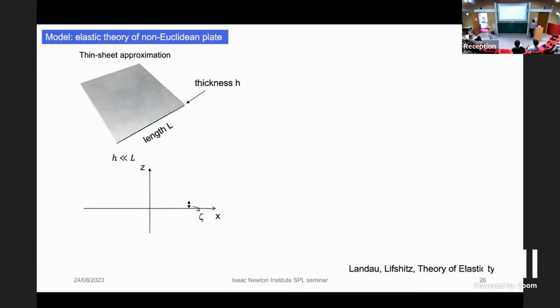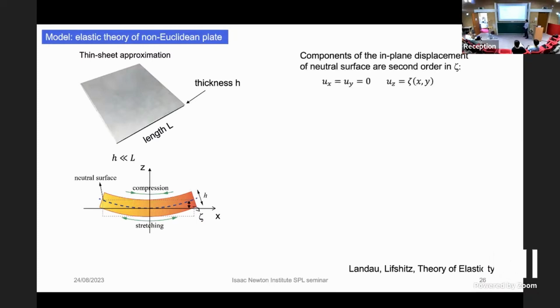A thin sheet is an elastic material which is very thin and very large, much thinner compared to its lateral dimensions. If you look at a cross section, you have a very small thickness, and along this thickness you can find what is called the neutral surface, which is exactly in the middle. If you try to bend this, everything above the bending line is going to be compressed, and everything below is going to be stretched, and that is what is responsible for the bending deformation.